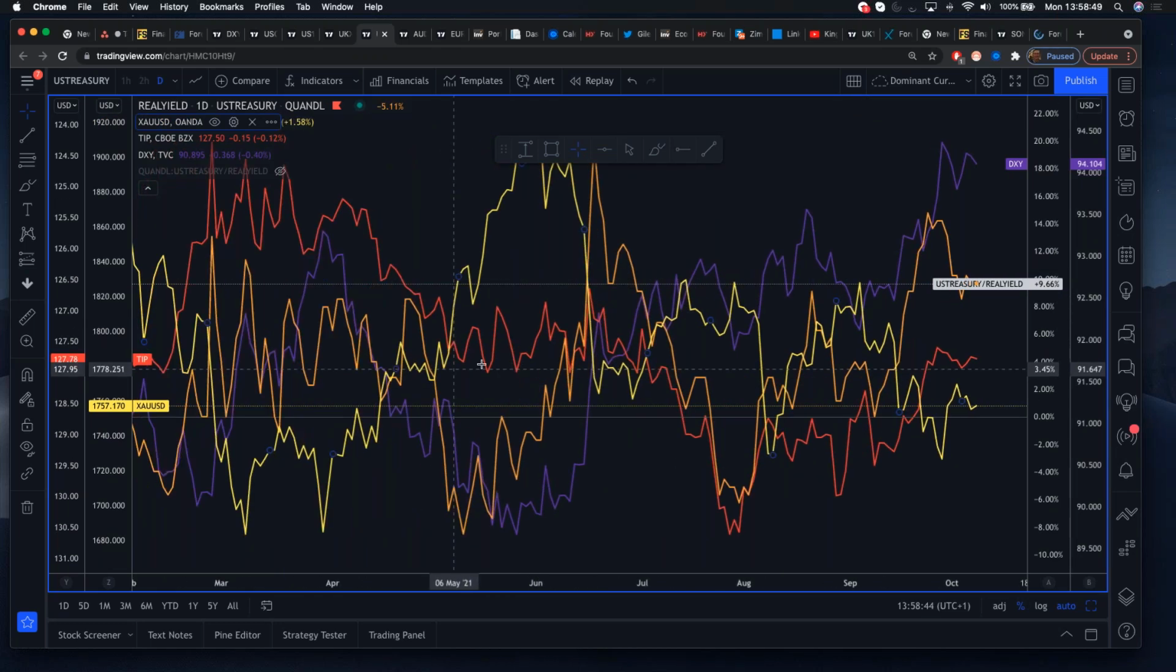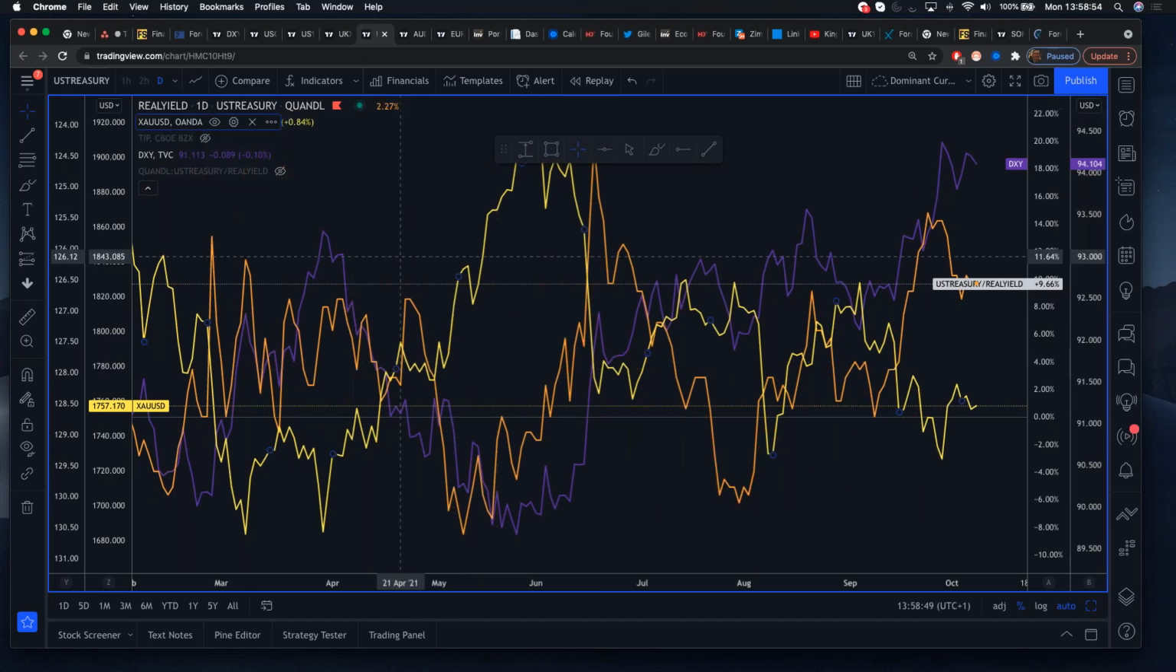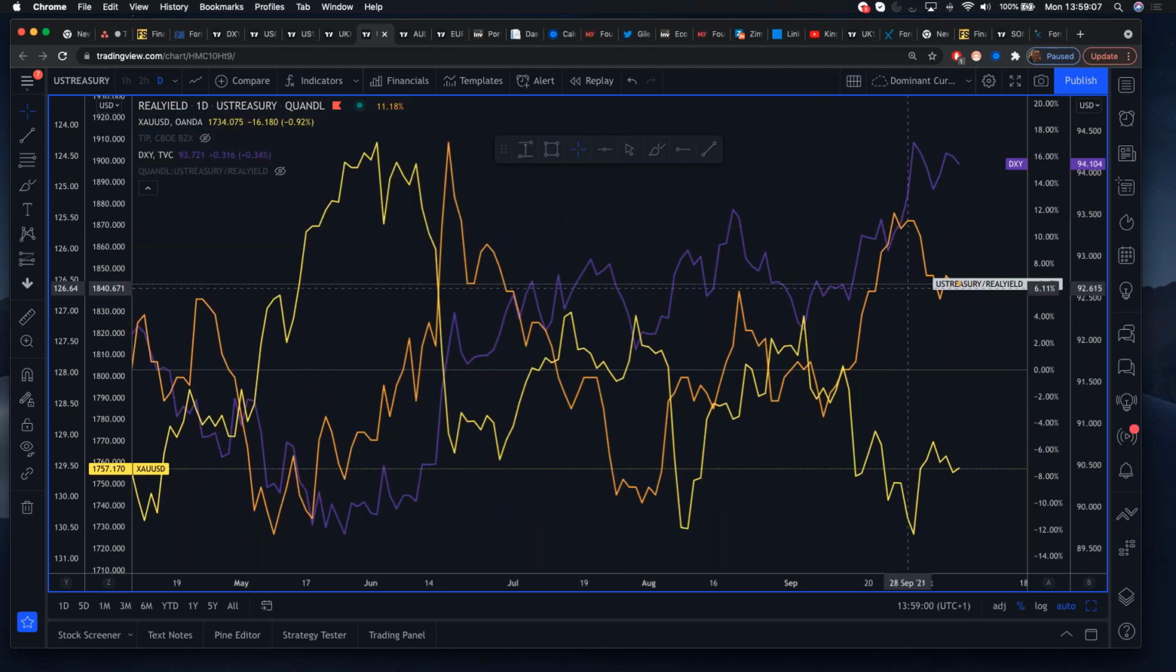Okay, so let's just get rid of this. We'll just get rid of that for a minute. When real yields fall, the dollar falls, gold goes heavily up. But when real yields rise and the dollar rises, that's when gold goes down. Now at the moment, real yields and the dollar are moving higher, and that's pressuring gold lower.